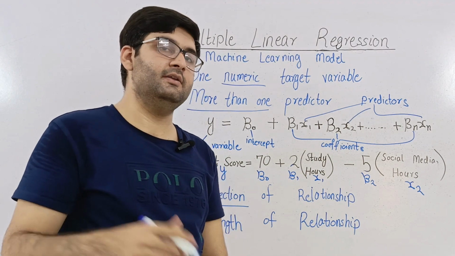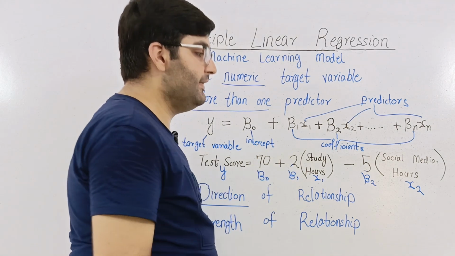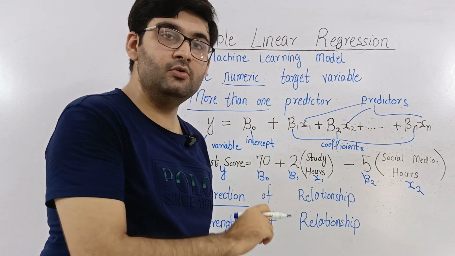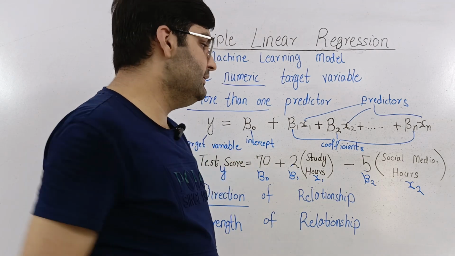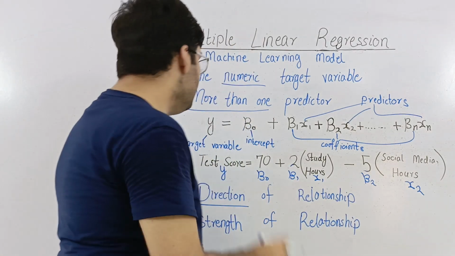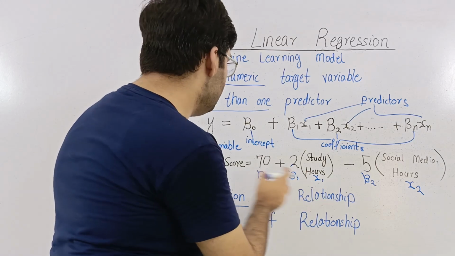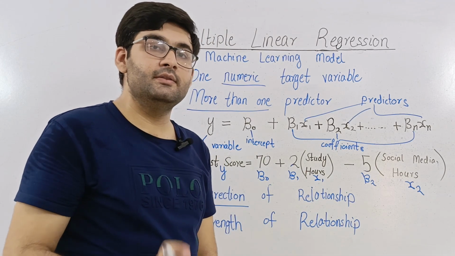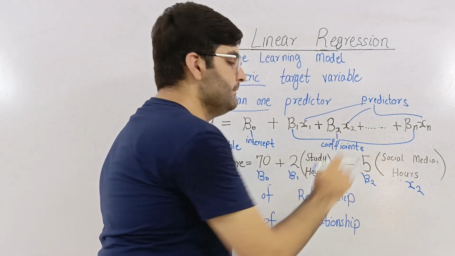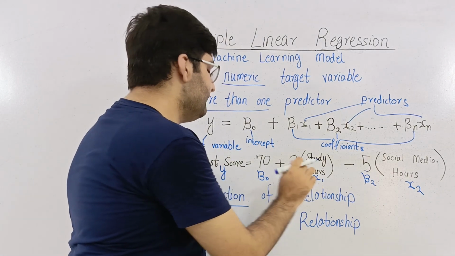A second aspect is that the magnitude of beta 1 is 2, while the magnitude of beta 2 is 5. The magnitude of beta 2 is greater. This means that the impact of x2 on y is greater than the impact of x1 on y. That means that the strength of the relationship between y and x2 is greater than the strength of the relationship between y and x1.